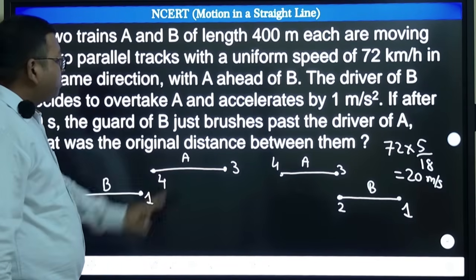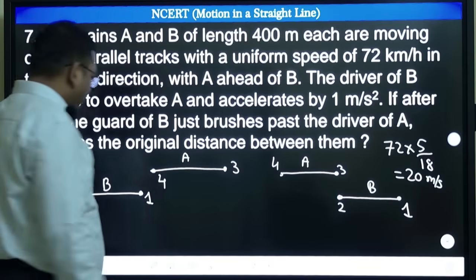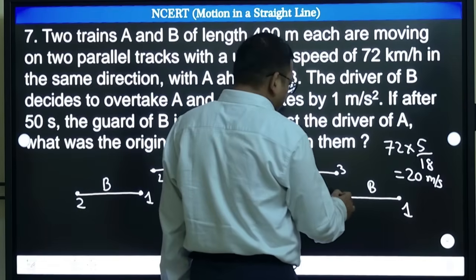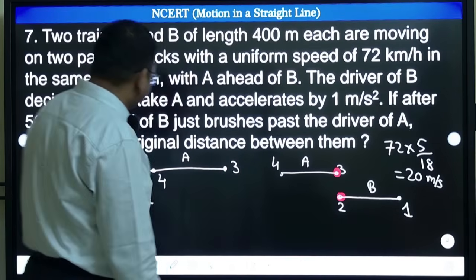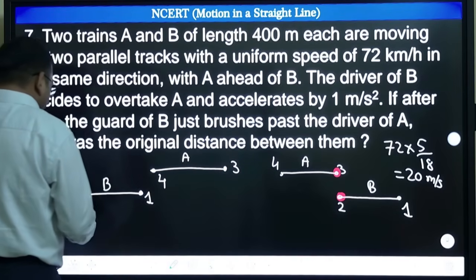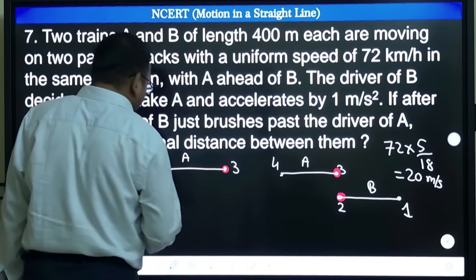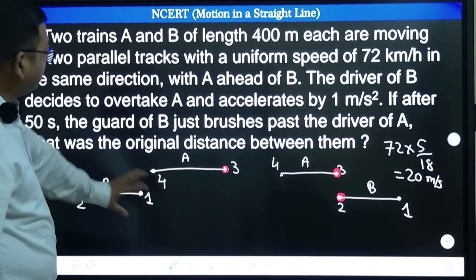The guard of B just brushes past the driver of A. Guard of B, which is 2, and driver of A is 2, 3. What was the distance between 2 and 3? That is what they are asking. The original distance between 2 and 3 they are asking, right? Originally how much distance was there?